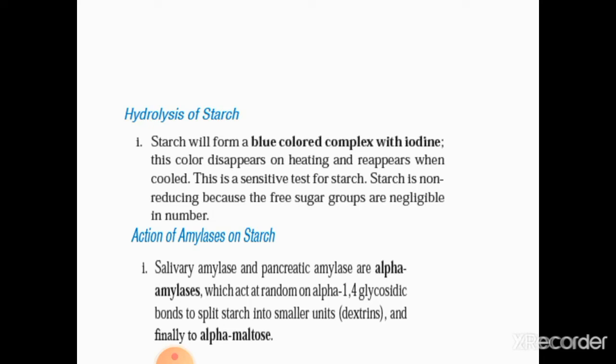Then next is the action of amylase. Starch, when it comes in contact with salivary and pancreatic amylase, alpha amylase, which acts randomly on alpha 1,4-glycosidic bond, splits starch into smaller units called dextrins, and this finally forms alpha maltose. So that is the action of the amylase enzyme.